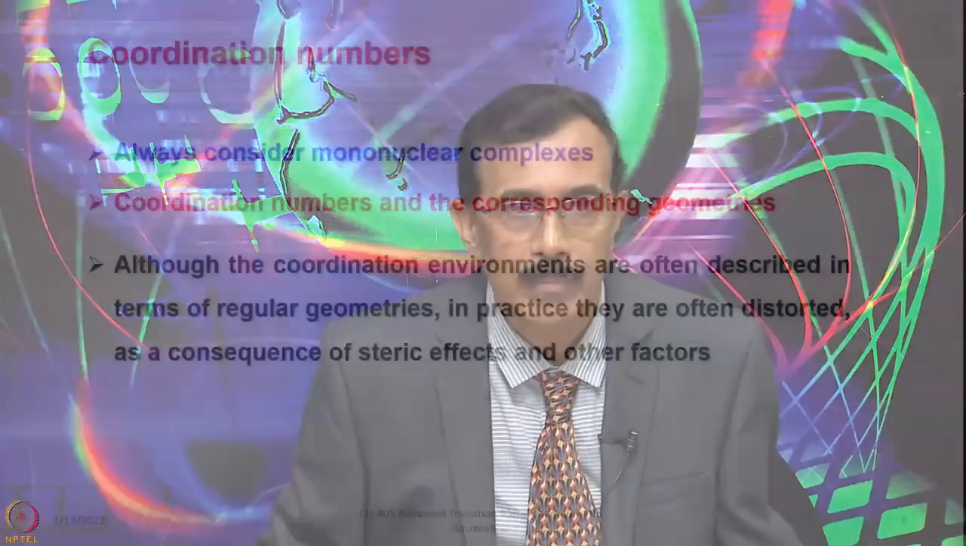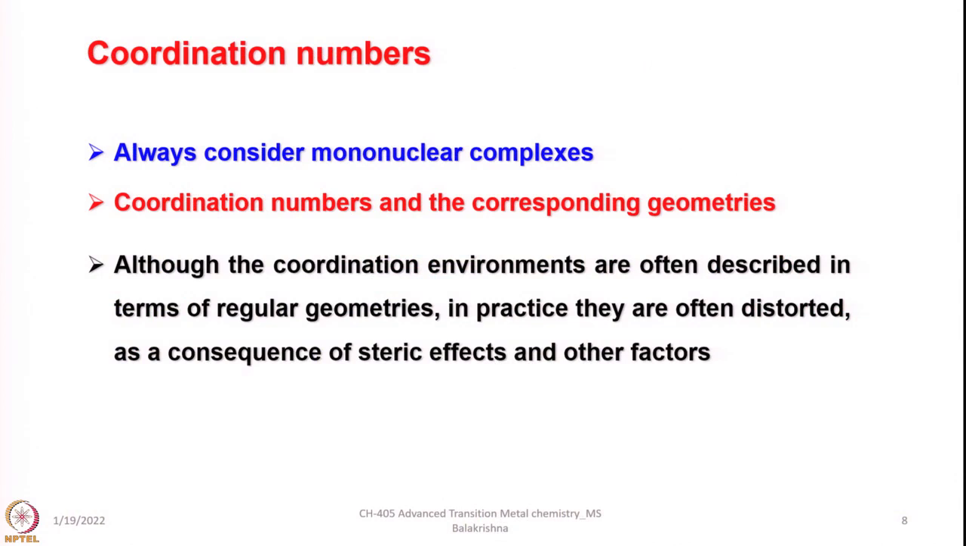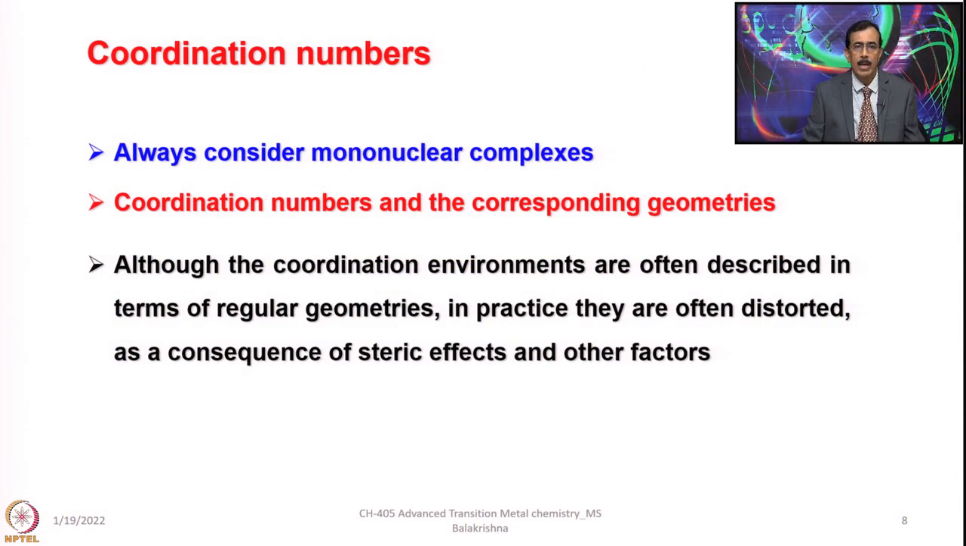So, let us look into the coordination numbers now. Always consider mononuclear complexes while deciding the coordination number, and the coordination numbers and the corresponding geometries should be looked into. For example, if you have coordination number 2, it is supposed to have linear geometry. If coordination number 3, it should have trigonal planar geometry. So, it continues. I shall elaborate more when we go to valence bond theory and the bonding concepts.